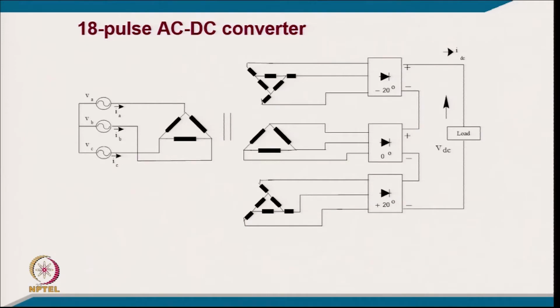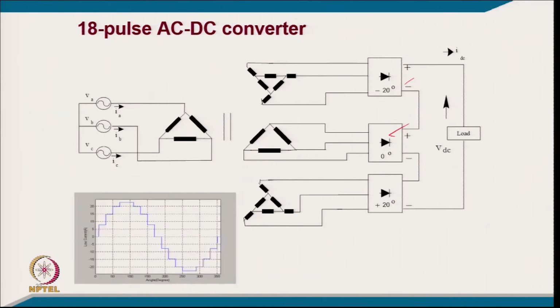For 18 pulse you will require a phase shift of the order of 60 by 3, so you will require a 20 degree phase shift. You can see here this is the original in-phase input and output, but this one will be 20 degrees leading, and this will be 20 degrees lagging. If you connect all three in series, you will have the same current in all. The primary current you can also calculate here, which will be the sum of all three currents with the phase shift, and you will find this kind of waveform here.